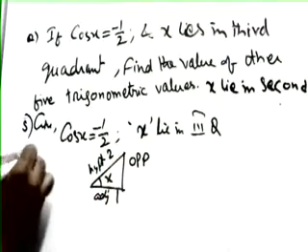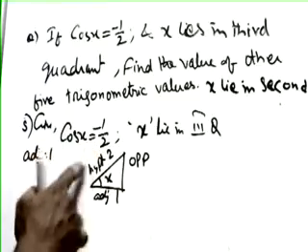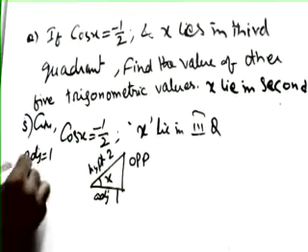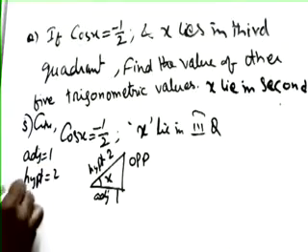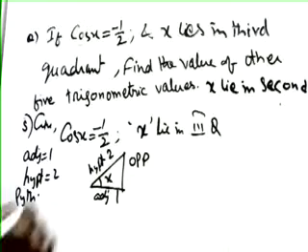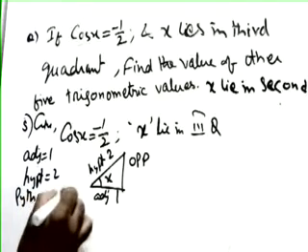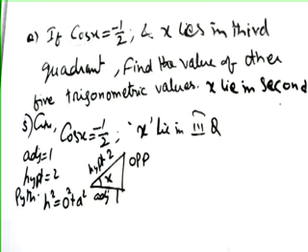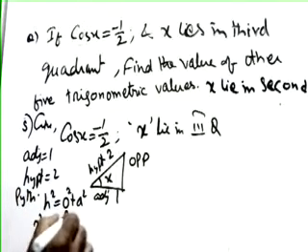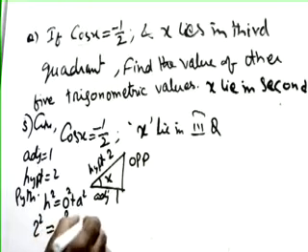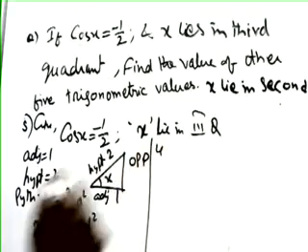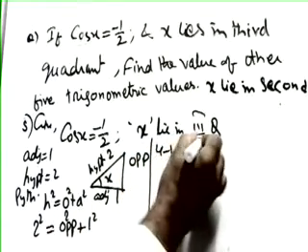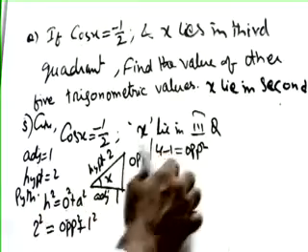Let me find the opposite. Adjacent equals 1. Don't take negative, a side length cannot be negative. So adjacent is 1 and hypotenuse is 2. We have to use Pythagoras theorem: hypotenuse square equals opposite square plus adjacent square. Hypotenuse is 2, so 2 square equals opposite square plus 1 square. 2 square is 4. Bring this 1 here, 4 minus 1 equals opposite square.